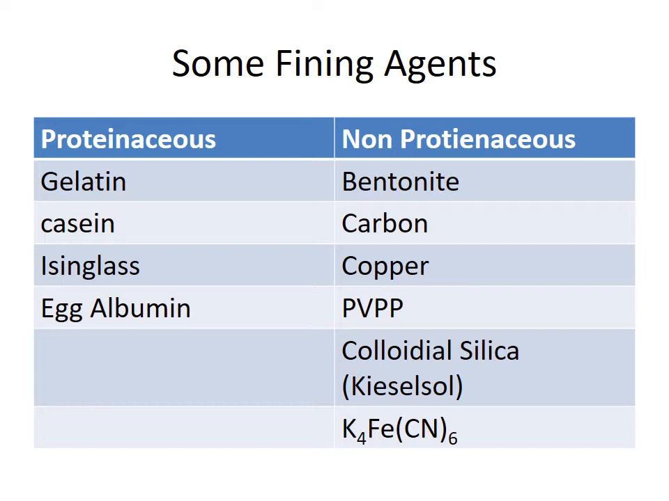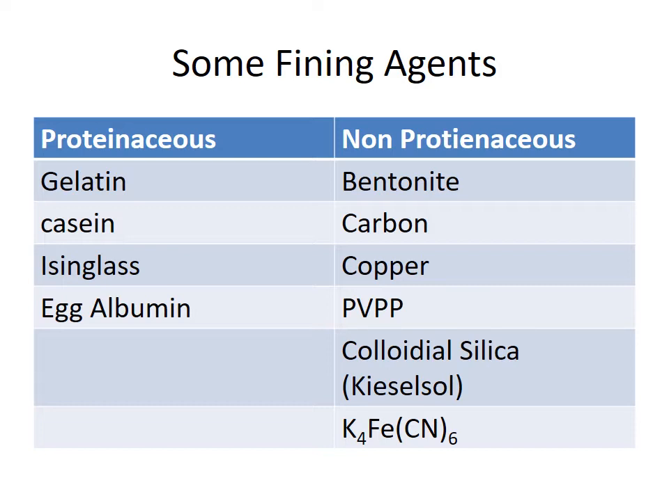And then there are some non-proteinaceous ones, and there's a couple you already know about on this list. You know about bentonite, and you also know about copper. We'll talk about those in other lectures, but you already know about bentonite, and we'll talk about copper a little bit more in oxygen management. We've already talked about how we can mitigate sulfide compounds with copper, but we'll get into more detail on that. But primarily, we're going to talk about carbon and PVPP.